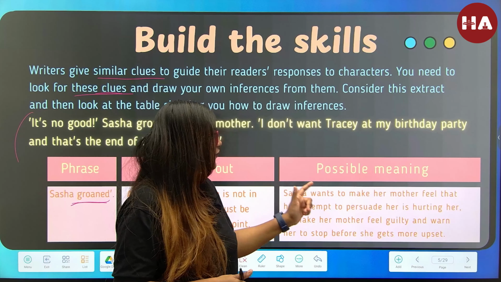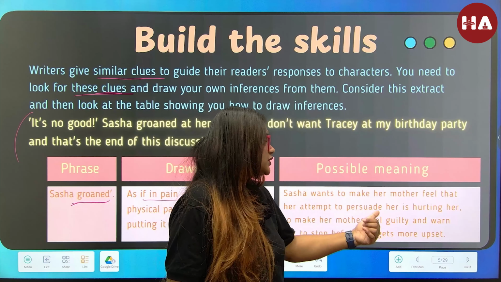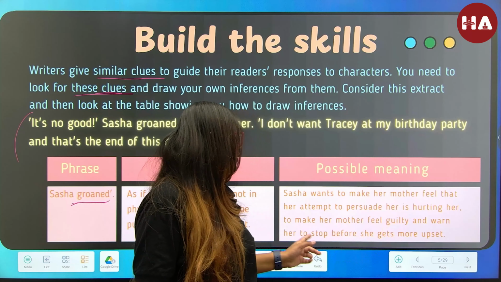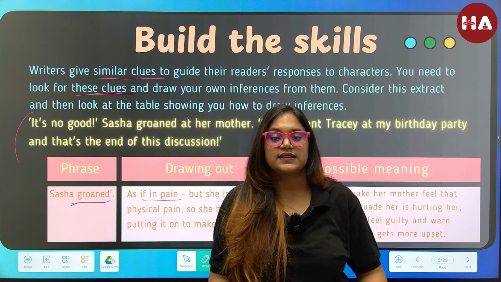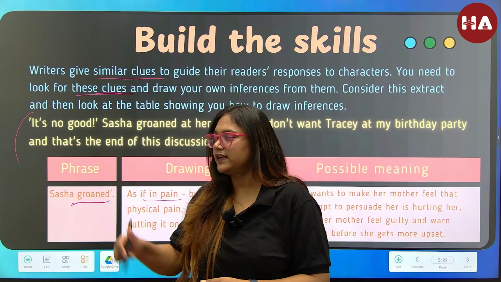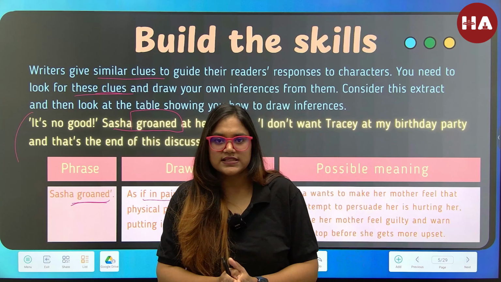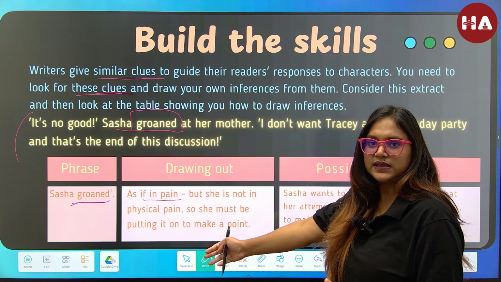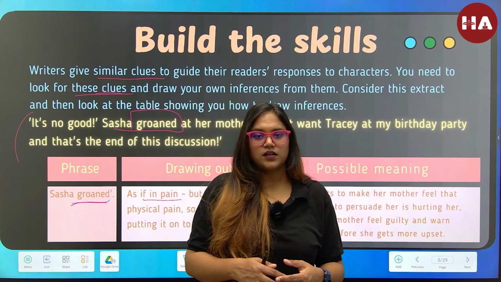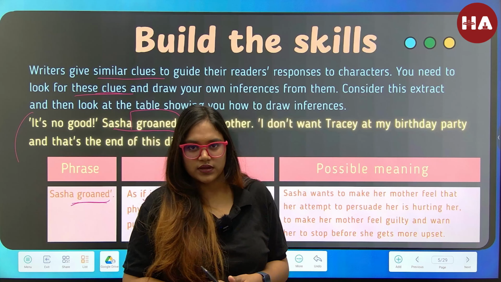Then Sasha wants, this is a possible meaning: Sasha wants to make her mother feel that her attempt to persuade her is hurting her, to make her mother feel guilty and warn her to stop before she gets more upset. So this is the possible meaning of these two lines, and especially this phrase groan. So Sasha groaned. This draws out this meaning that maybe she is in pain, not the physical one, but maybe she is hurt in mental pain. So she is mentally strained. Alright, she is stressed out. We can write this also.